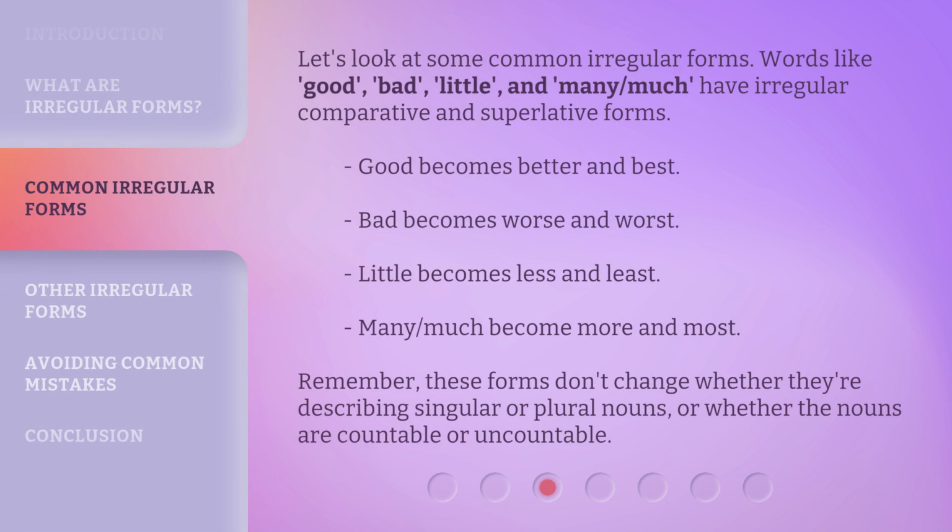Let's look at some common irregular forms. Words like good, bad, little, and many, much, have irregular comparative and superlative forms. Good becomes better and best. Bad becomes worse and worst. Little becomes less and least. Many, much become more and most. Remember, these forms don't change whether they're describing singular or plural nouns, or whether the nouns are countable or uncountable.